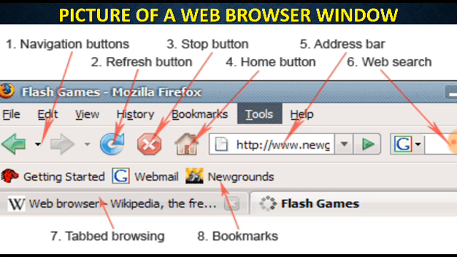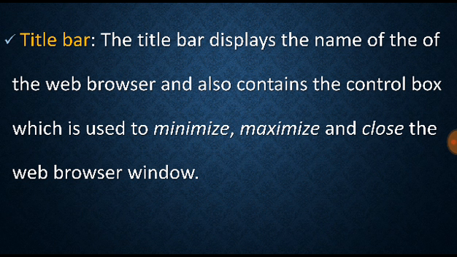Now let's have a look at how these features or elements work within a web browser. So the first one, we look at the title bar. The title bar displays the name of the web browser, and it also contains the control box, which is used to minimize, maximize, and close the web browser window.